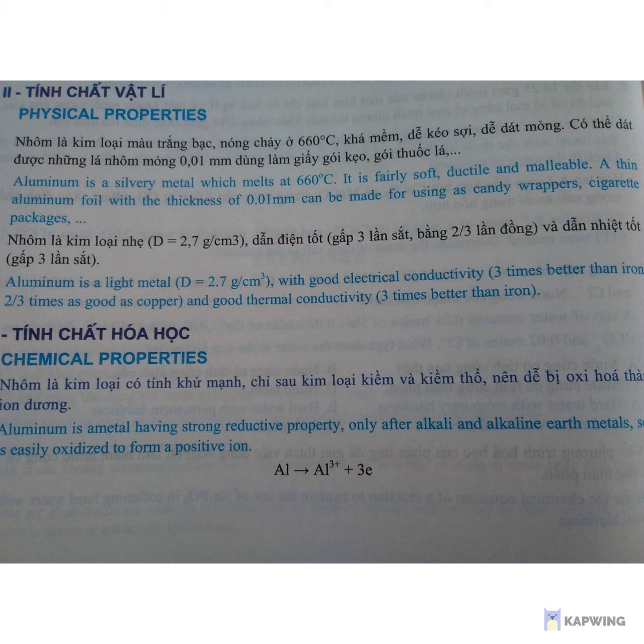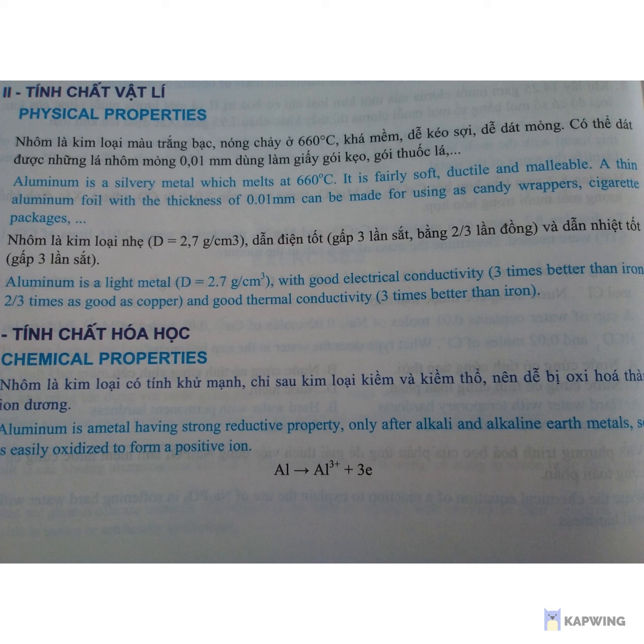Aluminum is a light metal, with a density of 2.7 gram per cubic centimeter, with good electrical conductivity, 3 times better than iron, 2/3 as good as copper, and good thermal conductivity, 3 times better than iron.